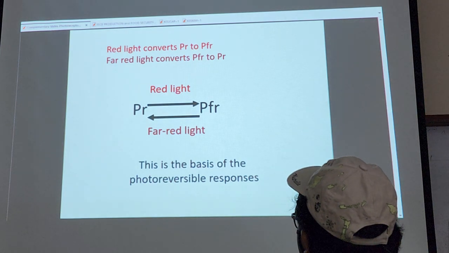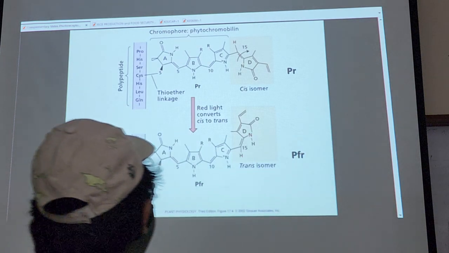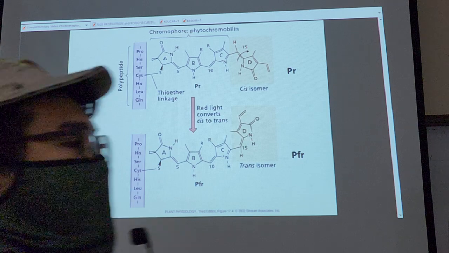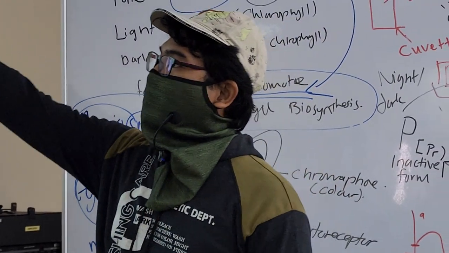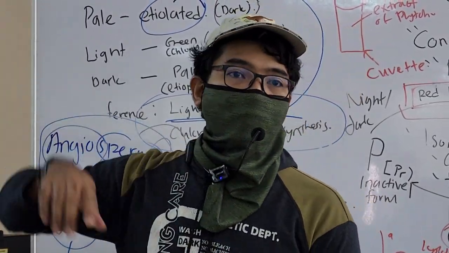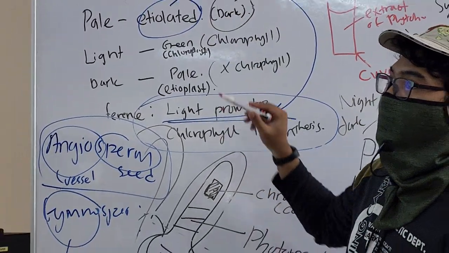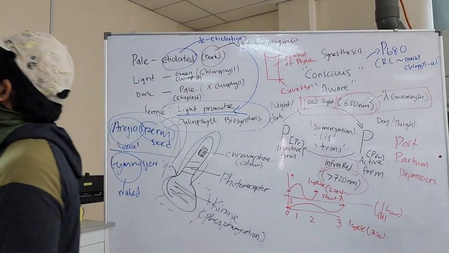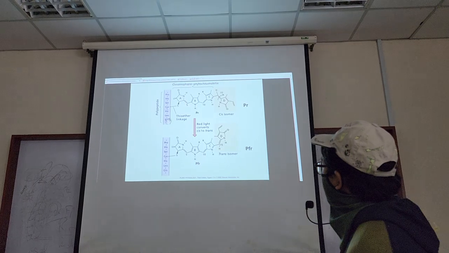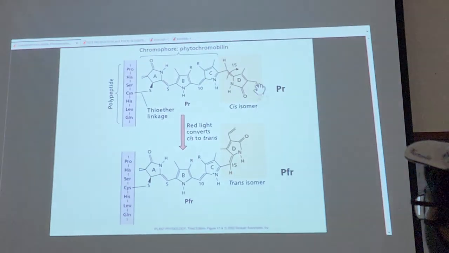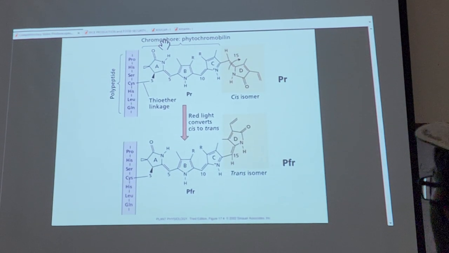Right? Okay. Yeah, this form here, the cis form and also the trans form. The rest of the phytochrome is the same. It's got three parts, right? This part here, the polypeptide part, the middle part, and then the tail part. Okay? So the middle part here, we call it the chromophore. This part here.